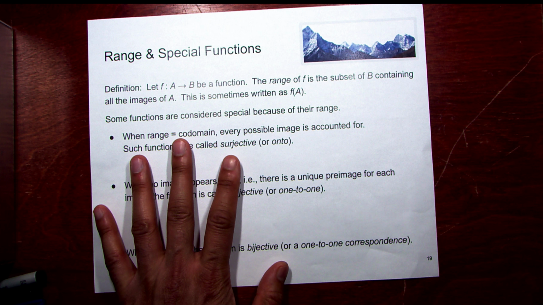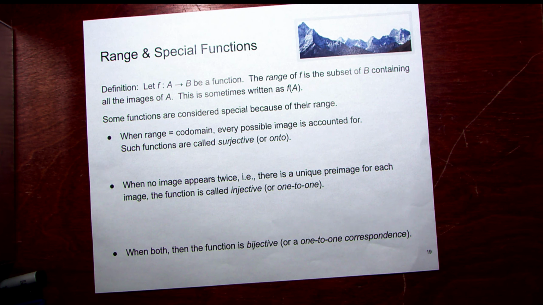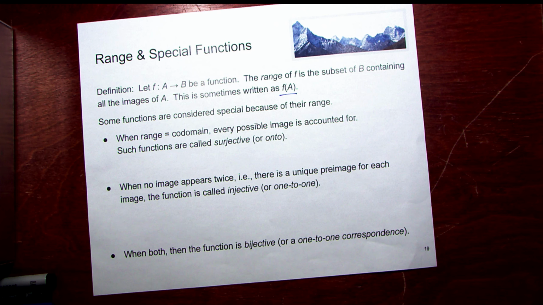Okay, more terminology, and then we'll come back to the example and finish it off. All right, this talks about range. The range of F is the collection of all the images that you can reach. This is often written as F of A, and it seems a little strange to say function of a set, but this is a shorthand notation for a set builder thing.